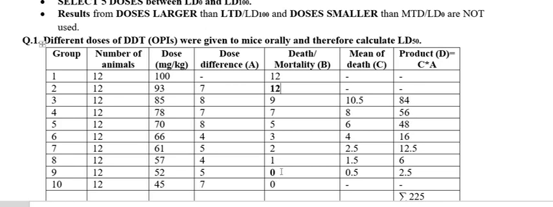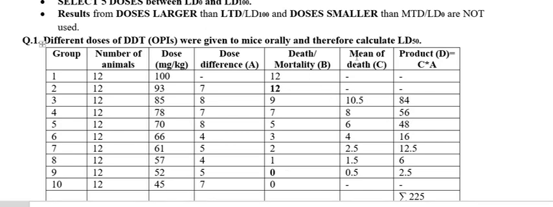And where is the LD0? This one is the LD0. So below this LD0, we are also not considering the data or the dose. That means we are not going to consider the 45 mg per kg for the calculation of LD50. So above LD100 and below LD0 we are not considering the dose for the calculation of LD50.